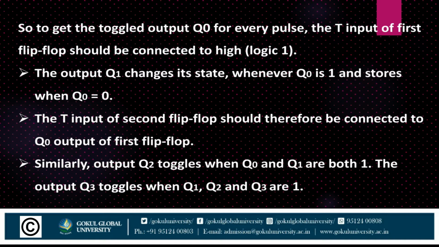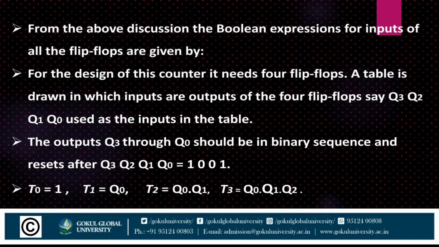Similarly, output Q2 toggles when Q0 and Q1 are both 1, meaning Q0 is equal to Q1 is equal to logic 1. The output Q3 toggles when Q0, Q1 and Q2 are 1. Also here, Q0 is equal to Q1 is equal to Q2 is equal to logic 1. Next, from the above discussion, the Boolean expressions for the inputs of all the flip-flops are given by.